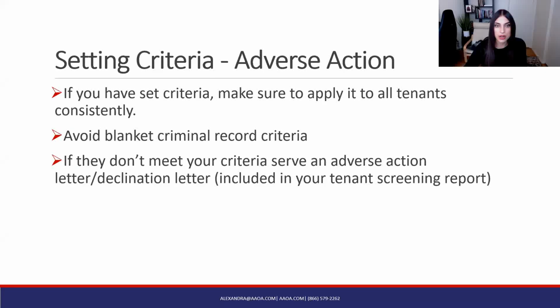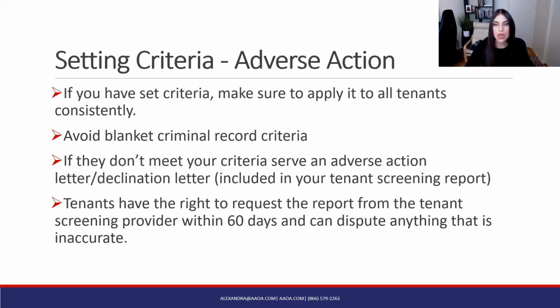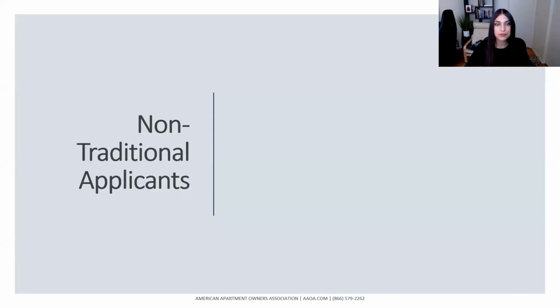I think that's the best way to go, and avoid blanket criminal record criteria. So, rather than saying no felons at all, that is a little bit questionable now with HUD's new guidelines. So just try to analyze each person with a criminal record individually. Also, note that tenants do have the right to request their report from the tenant screening provider, which would be us or Tenant Alert, within 60 days, and they can dispute it. So that declination letter tells them about this. That's just FYI for you.